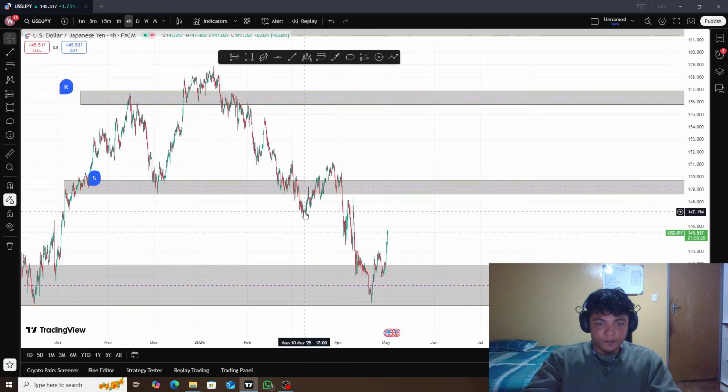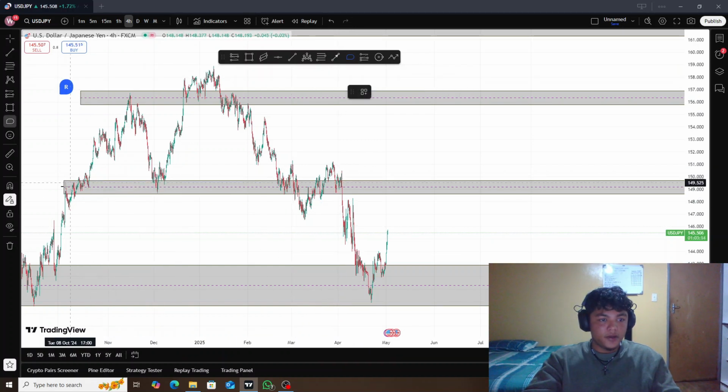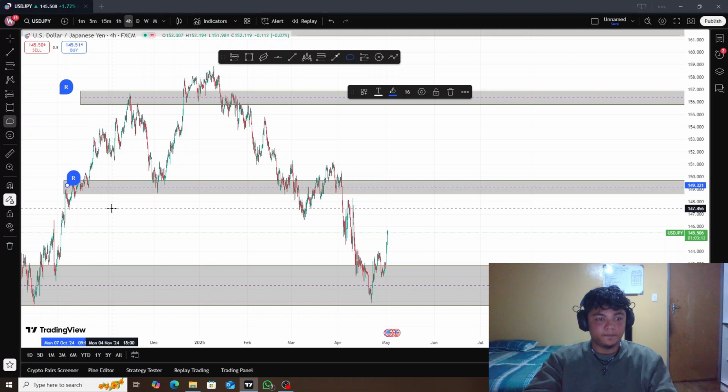It broke through the support, and it came up again to retest the support. And as soon as the support has been retested and the market goes down again, this won't be support anymore, this would become resistance.